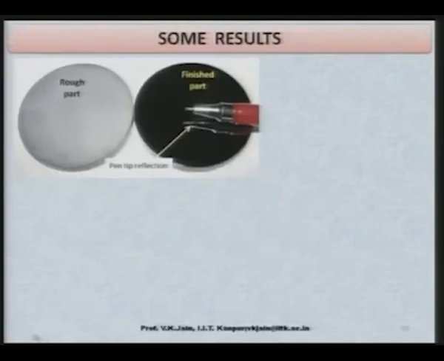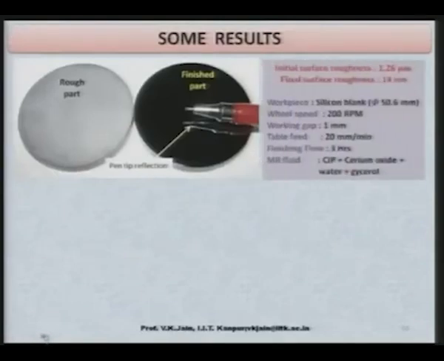Now, I will show you some of the results that we have obtained using this particular process. You can clearly see this is the rough part or initial part which was taken for finishing purposes. This is the finished part, and you can see the reflection of this pen tip over here. So, that simply means a mirror finish has been achieved during this process. Initial surface roughness was 1260 nanometer, and the final surface roughness achieved was 14 nanometer. So, there is substantial improvement, around 100 times reduction in the surface roughness value.